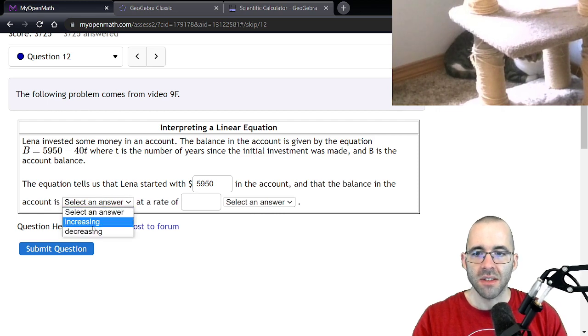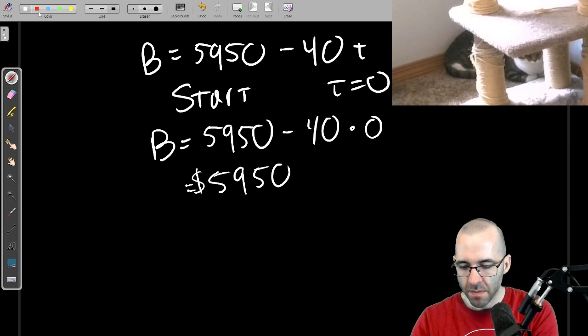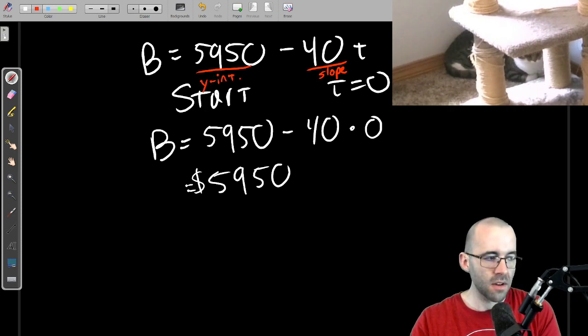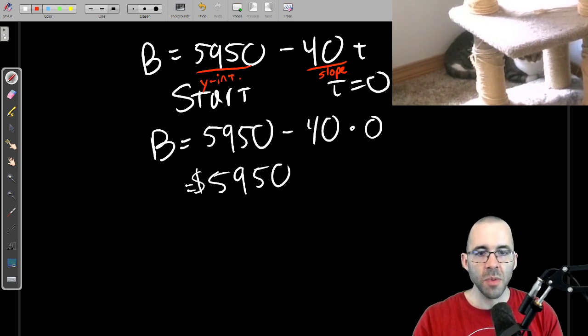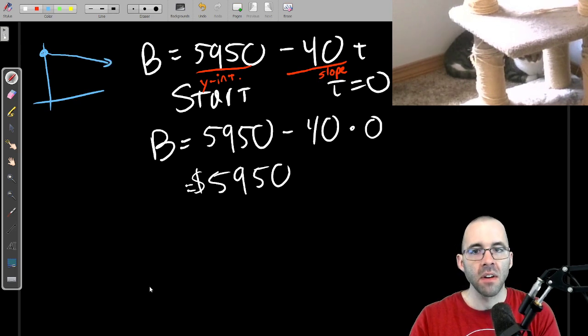That account balance is increasing or decreasing? Well, look at the slope. This is our slope, right? And this is our y-intercept. The slope is negative, all right? It's negative 40t. This account, if we made a little graph, starts up here, and then it's losing $40 every month.